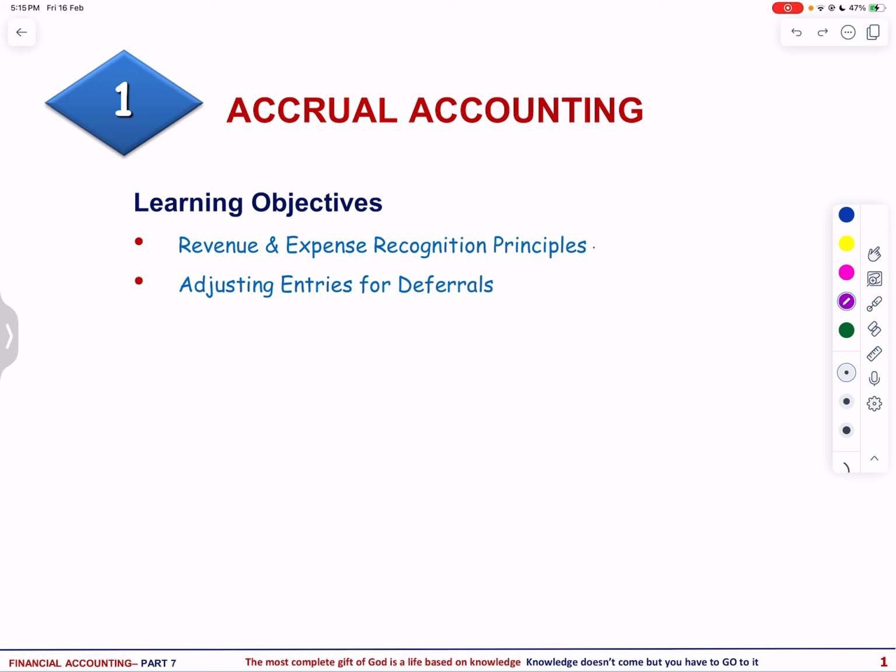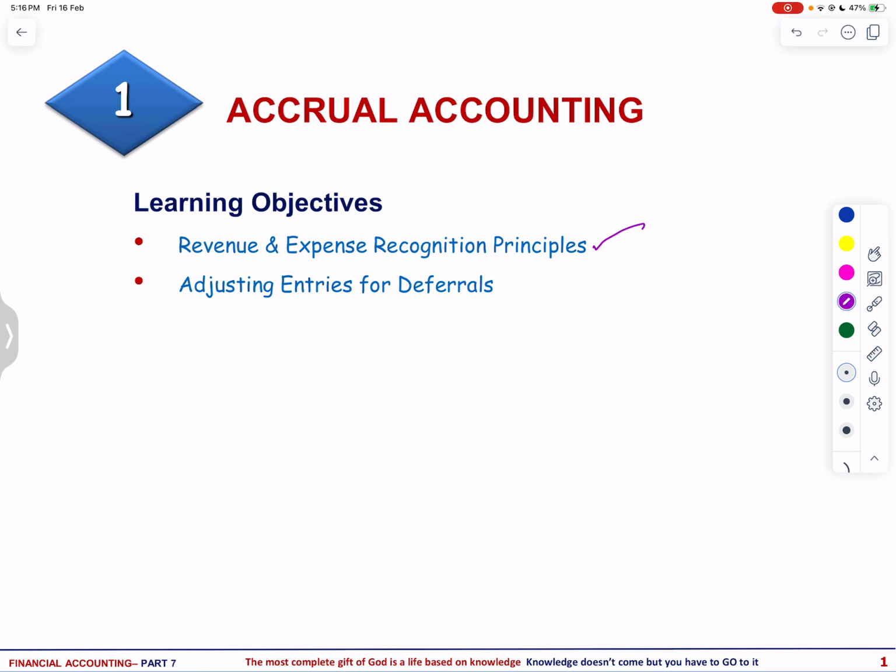This video aims to simplify the concepts of accounting adjustments and help viewers understand their significance in preparing accurate financial statements. In this video, we will explain the revenue recognition principle, when revenue is recorded, and the expense recognition principle, when expenses are recorded. We will discuss why adjusting entries are necessary and highlight the major types of adjusting entries.